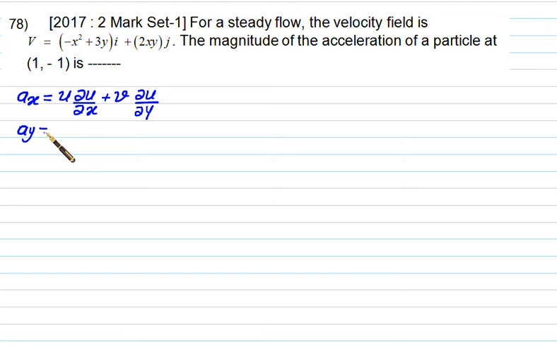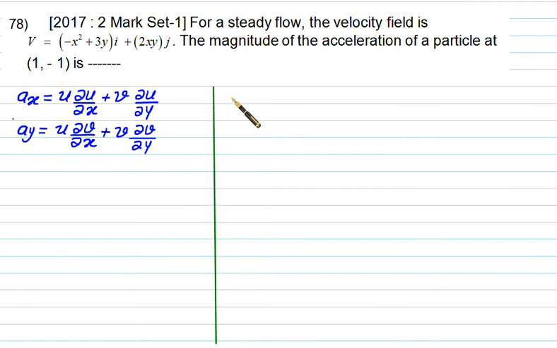In that case also you require the u velocity times the partial derivative of v with respect to x, plus v times the partial derivative of v with respect to y. So we'll make this ready first, and then we calculate the ax component and ay component. After that we write the acceleration vector, and finally we'll calculate the magnitude. All these values you have to solve at x equal to 1 and y equal to minus 1.